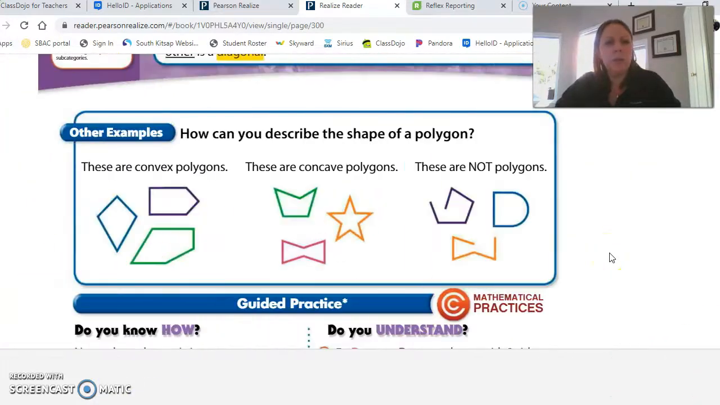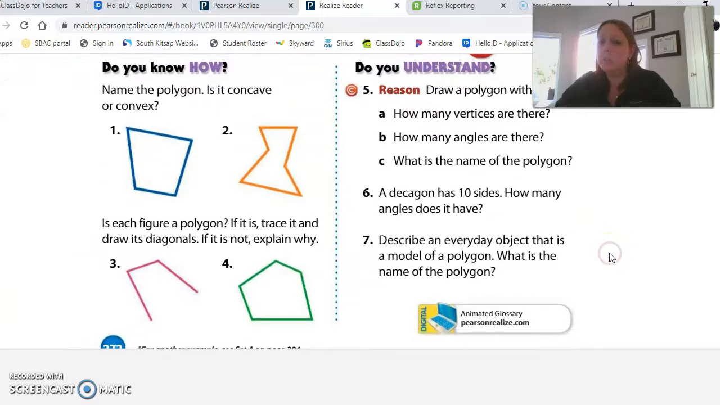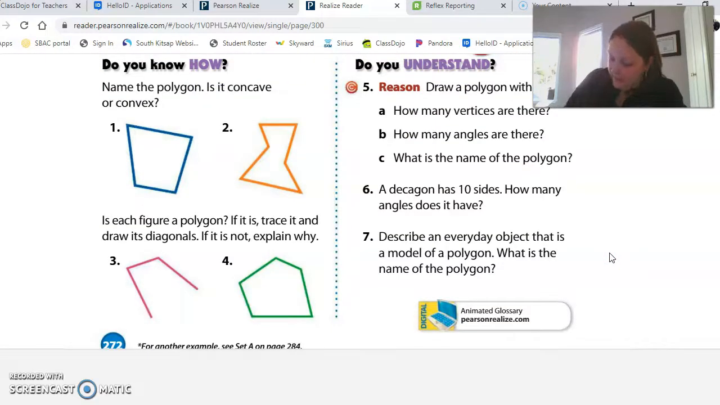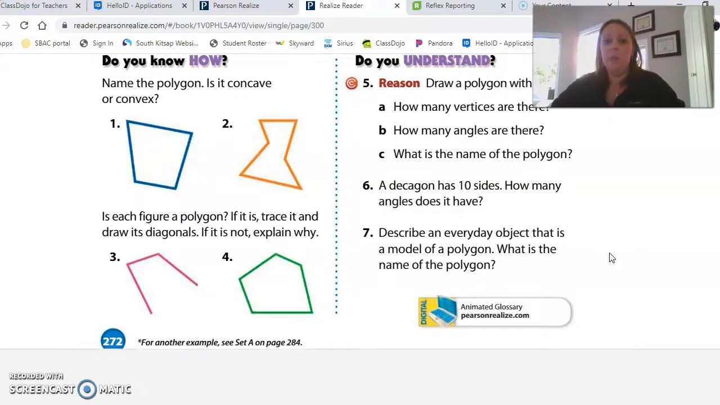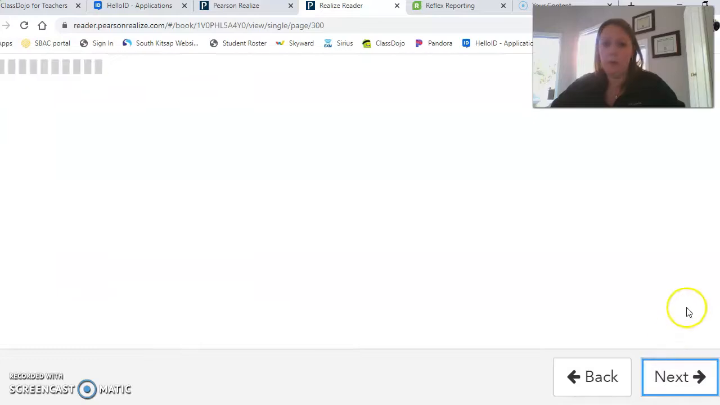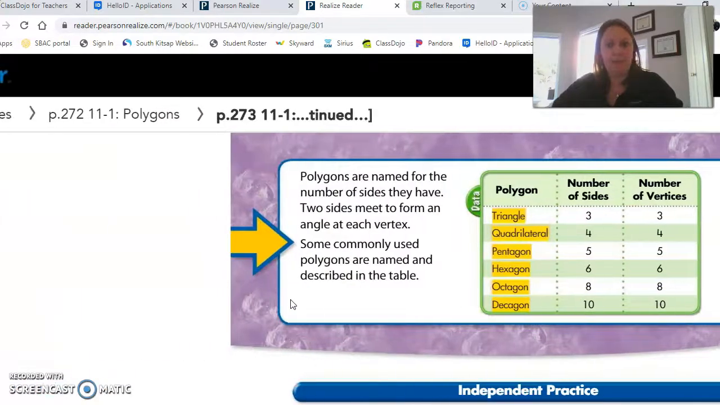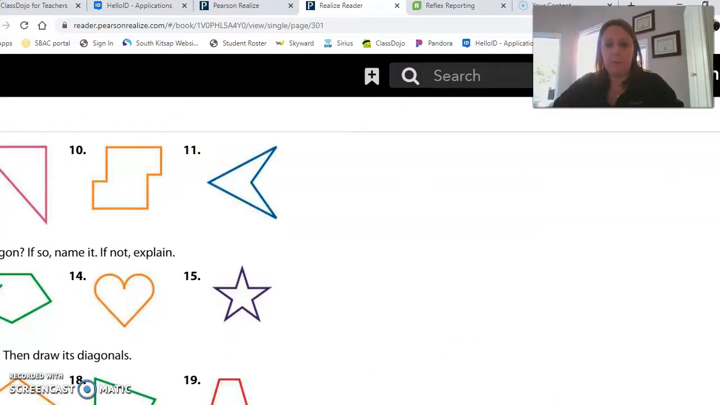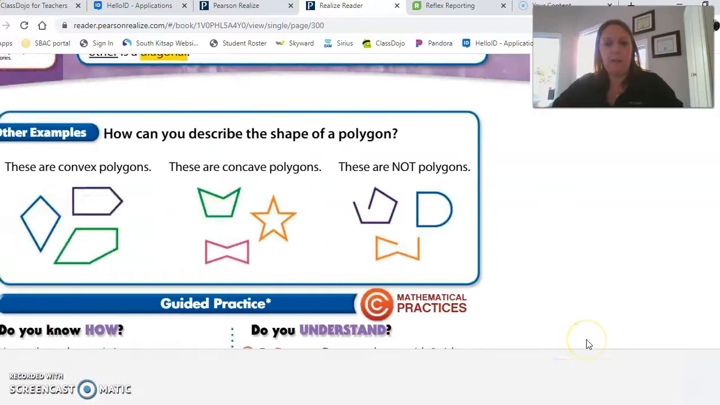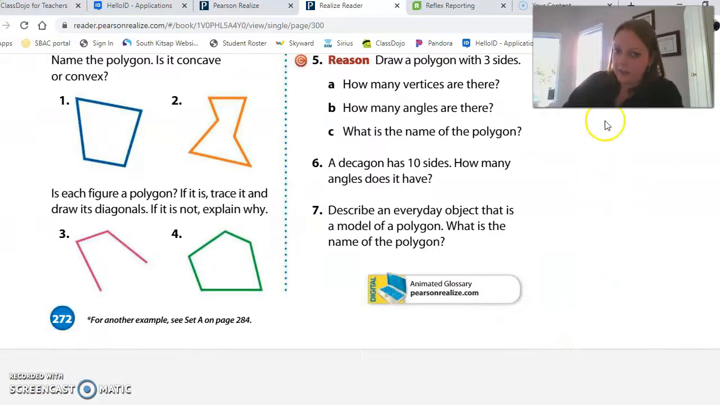Now remember, I think your book at home looks a little bit different than this, but the questions should still be the same. Now number 6, it says, a decagon has 10 sides. How many angles? So once again, if you cannot remember, I'm going to go back to the next page and find a decagon, 10 sides. How many vertices? Remember, a vertice is another way to say angle. Oh, 10. So, oh, no, sorry. I'm going to go back and I can write that it has 10 angles.